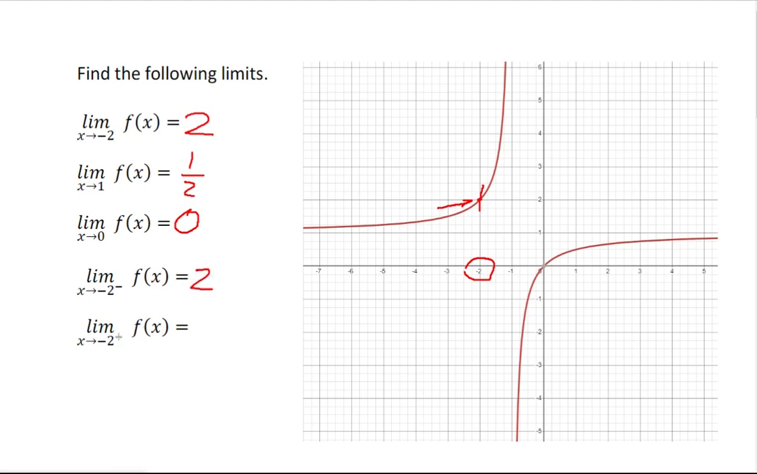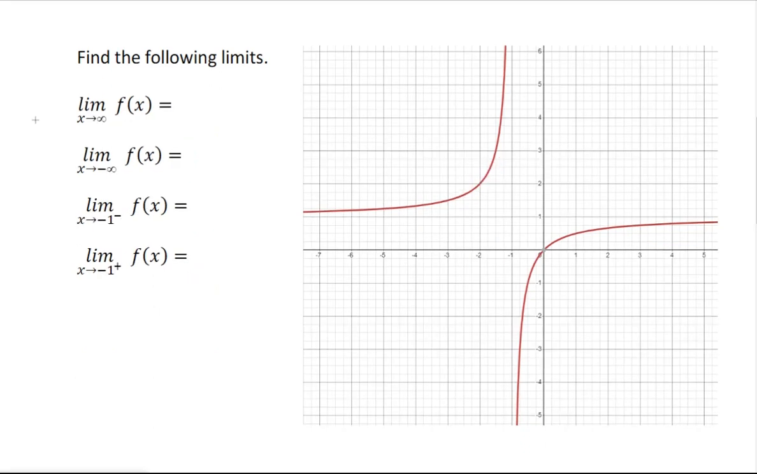All right, if I approach 2 from the positive side, that means I'm coming in this direction on my function. That's a bad looking arrow there. Here I'm traveling in this direction, my function, my y value is still 2. All right, not too bad. Let's look at a few more examples. So this is the same function. I'm just asking a few more limits here.